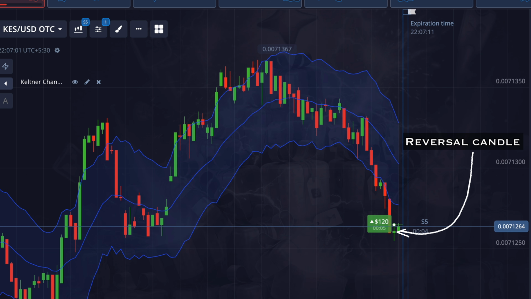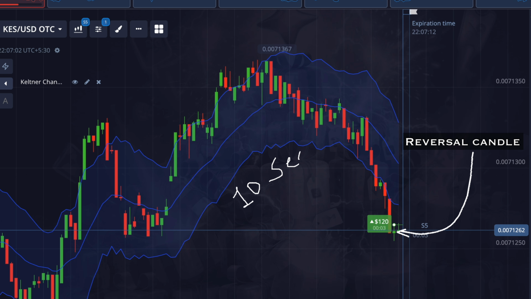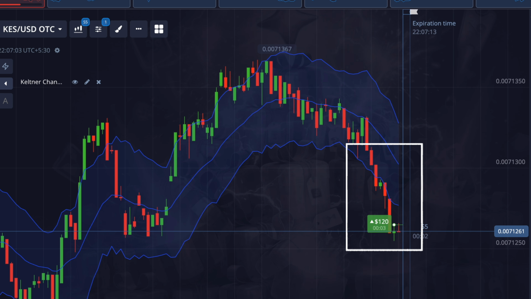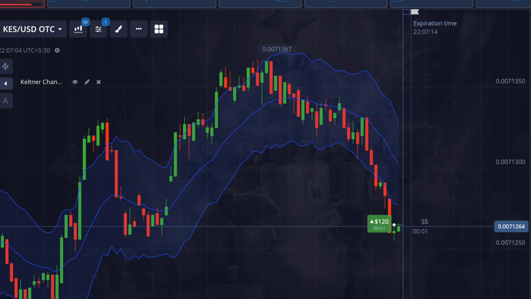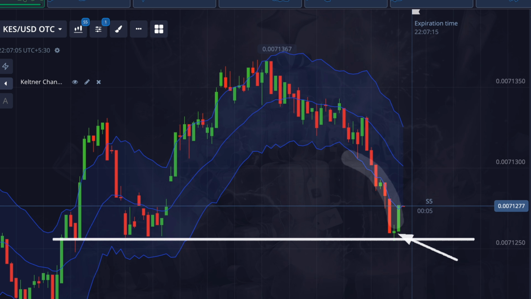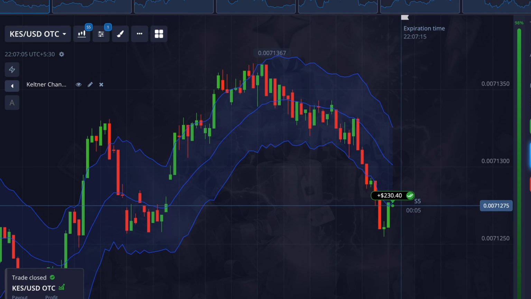Now, I wait for a reversal candle, which means I wait for a green candle to start forming. When the green candle starts forming, it can create a possible timing point for a 10-second position. The reason is simple. In a downtrend, the market often reacts from the lower Keltner line, moves toward the middle line, and then may continue the downtrend again. So, in this pattern, I focus on three things: the lower Keltner line, nearby support, and the green reversal candle. This is a fast chart setup, so timing and risk control are very important.